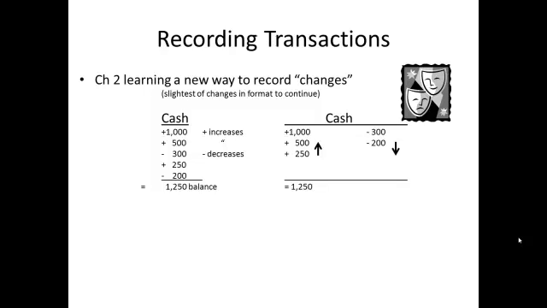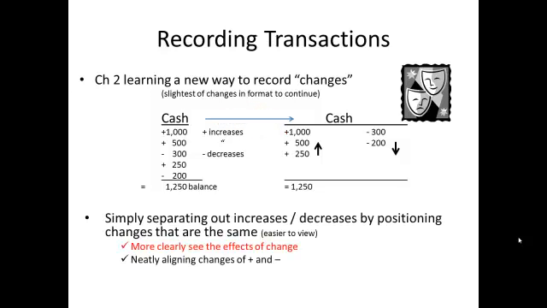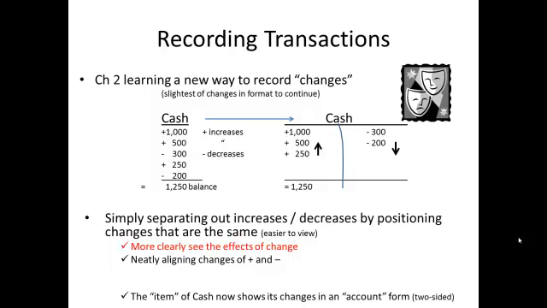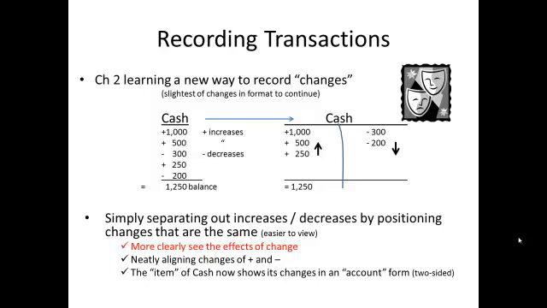So, making the slightest of changes, taking those cash transactions, plus and minus, and simply separating them out into two columns. Pluses on the left, minuses on the right. We want to clearly see the effects of change by segregating two areas in the account, neatly aligning the changes of plus and minus. Let me add a line down the middle here. And now we see the development of what we're going to call a T account. The item of cash on the left now shows its changes in an account form, a two-sided account form displayed on the right.